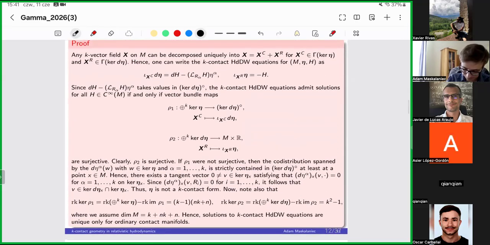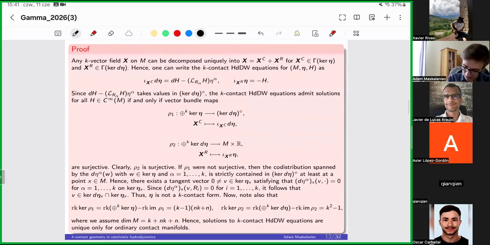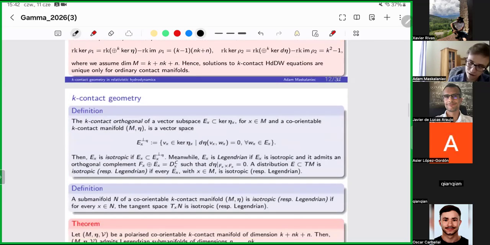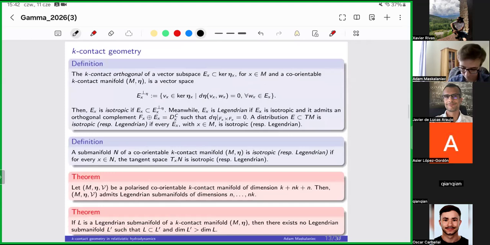So, just one remark: these solutions are unique only in the contact case for k equal 1. As I previously mentioned, Legendrian submanifolds for ordinary contact manifolds play the role of physical sets of equilibrium states for our thermodynamic systems.